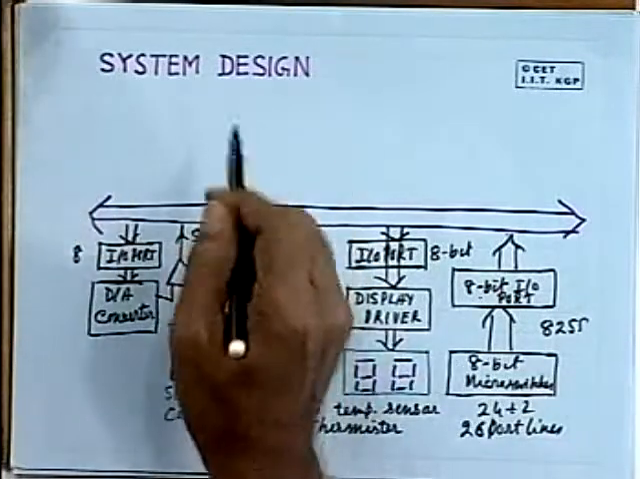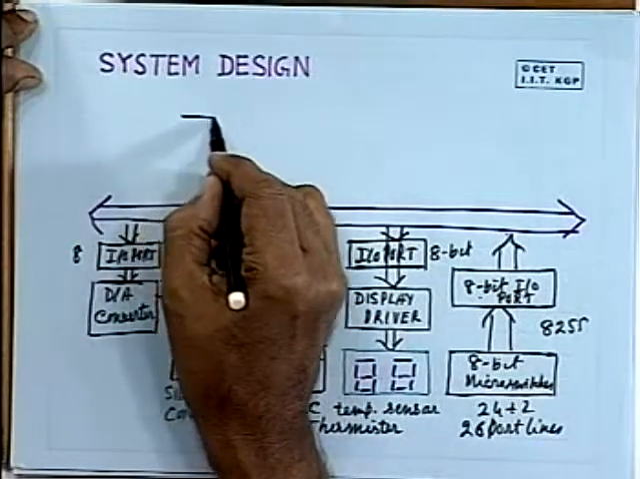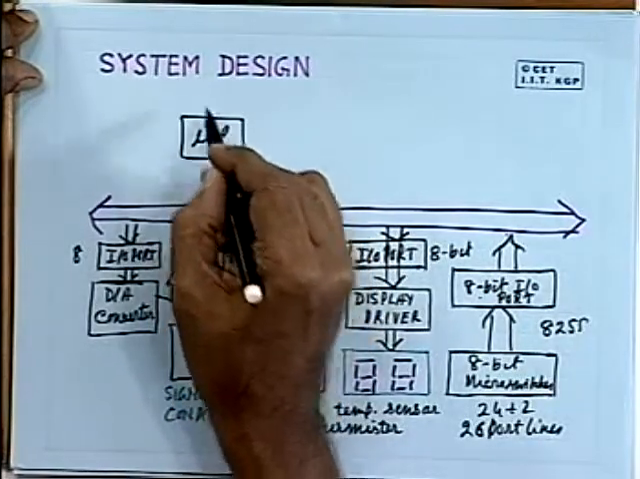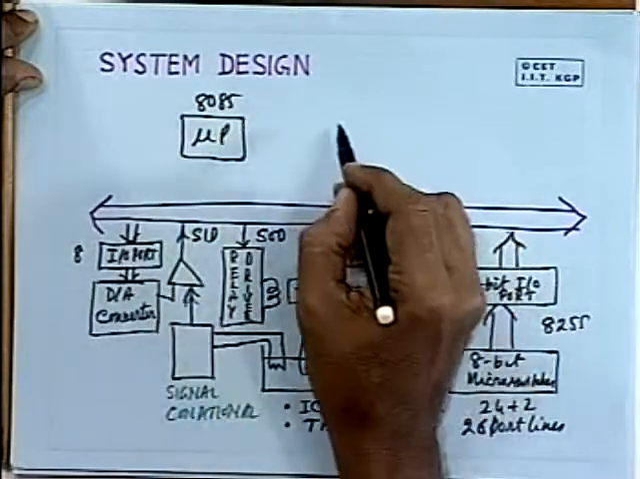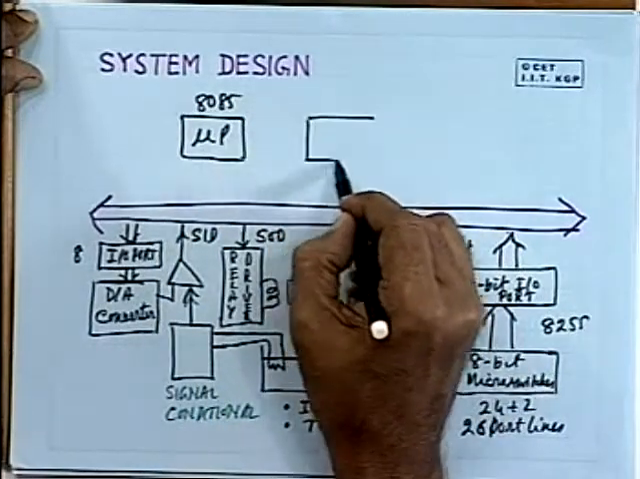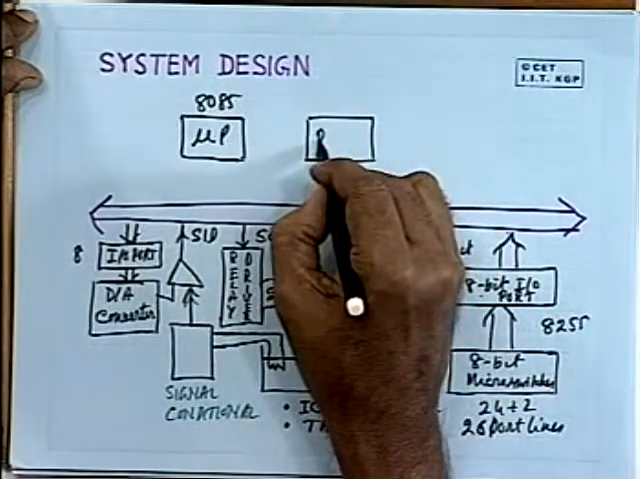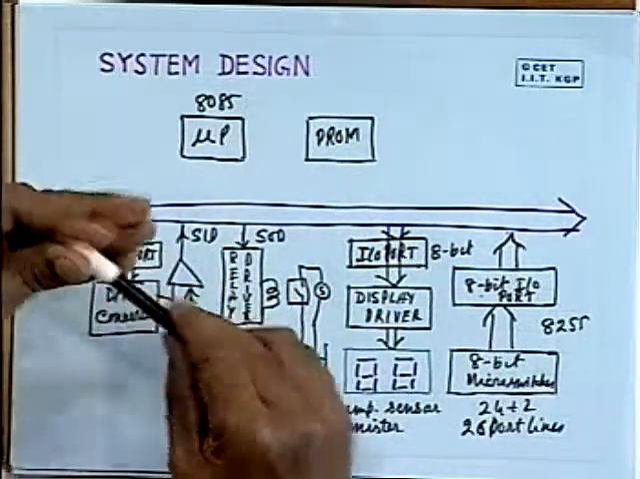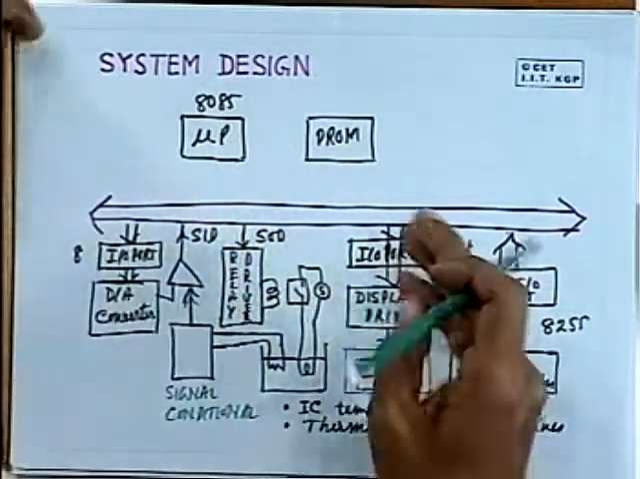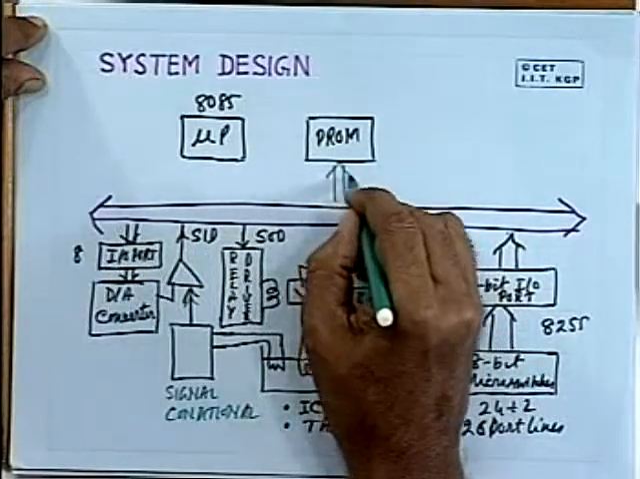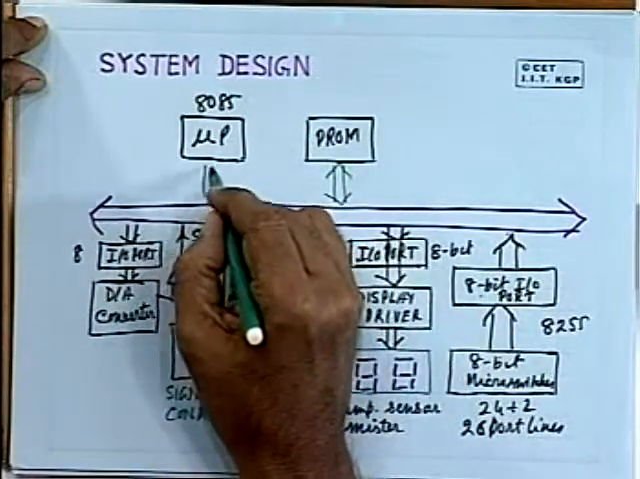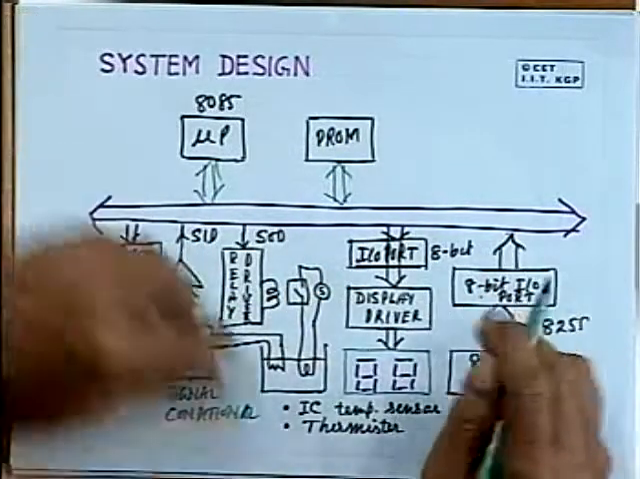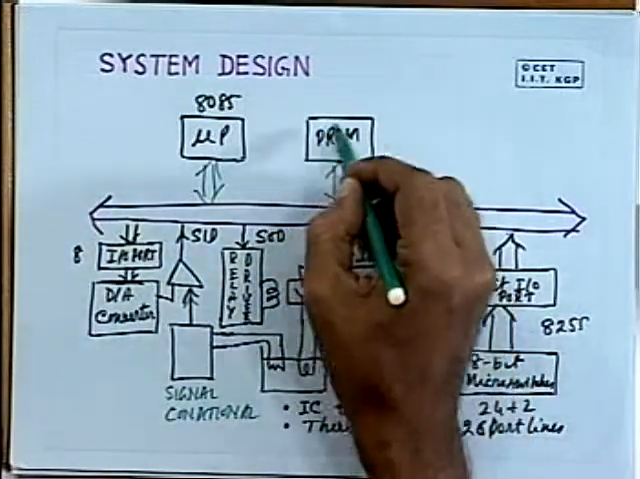So we can use the SID and SOD lines, and now you will require the 8085 microprocessor, and obviously you will require some PROM, programmable ROM, to hold the program. So that has to be interfaced to the microprocessor through the system bus, and your program to implement the functionality of this temperature monitoring control system will be stored in this PROM.